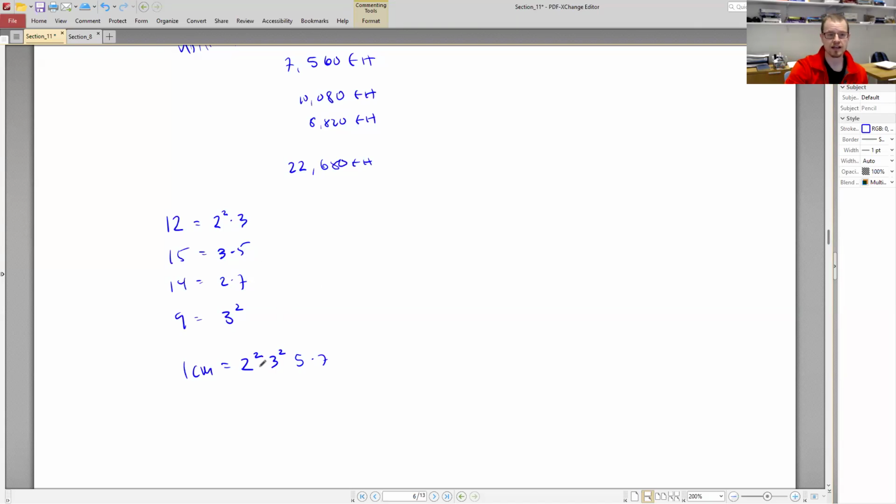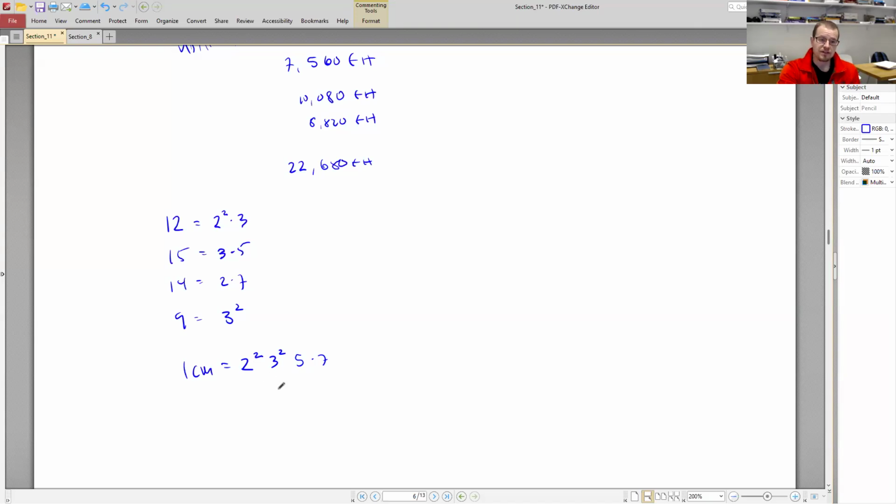So now I can see 2 squared times 3 is 12, so it's divisible by 12. 3 times 5 is 15, so it's divisible by 15. 2 times 7 is 14, so I know that this is divisible by 14. 3 squared is 9, so I know that it contains a factor of 9. So this is also divisible by 9, that is.